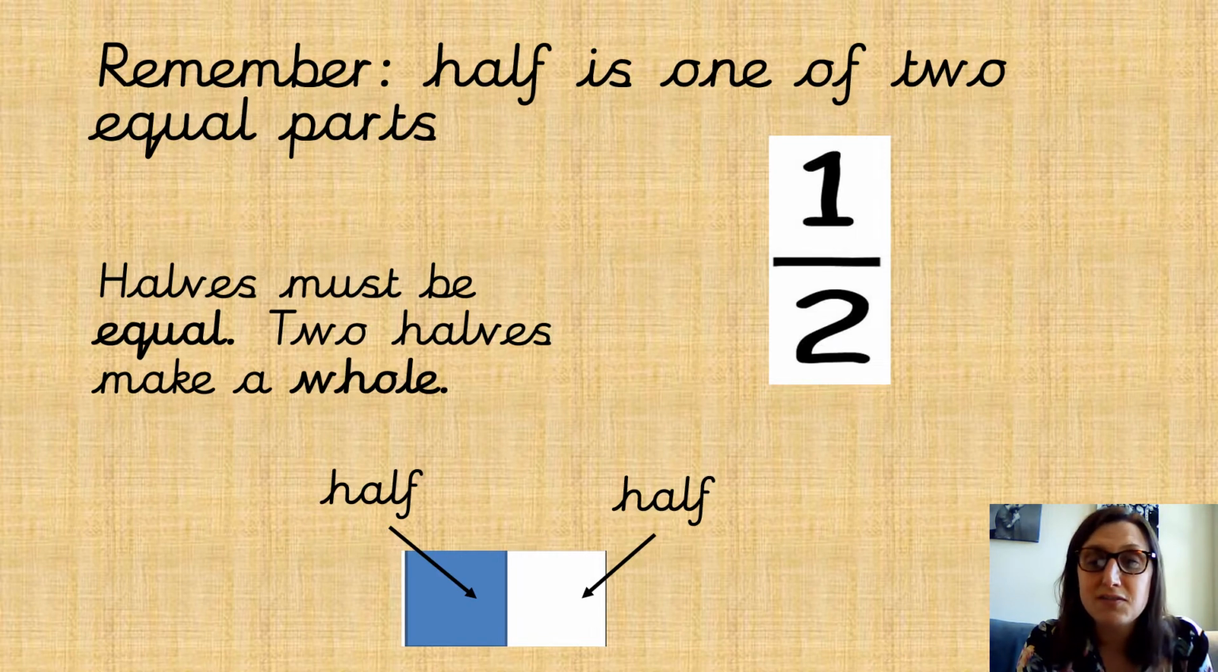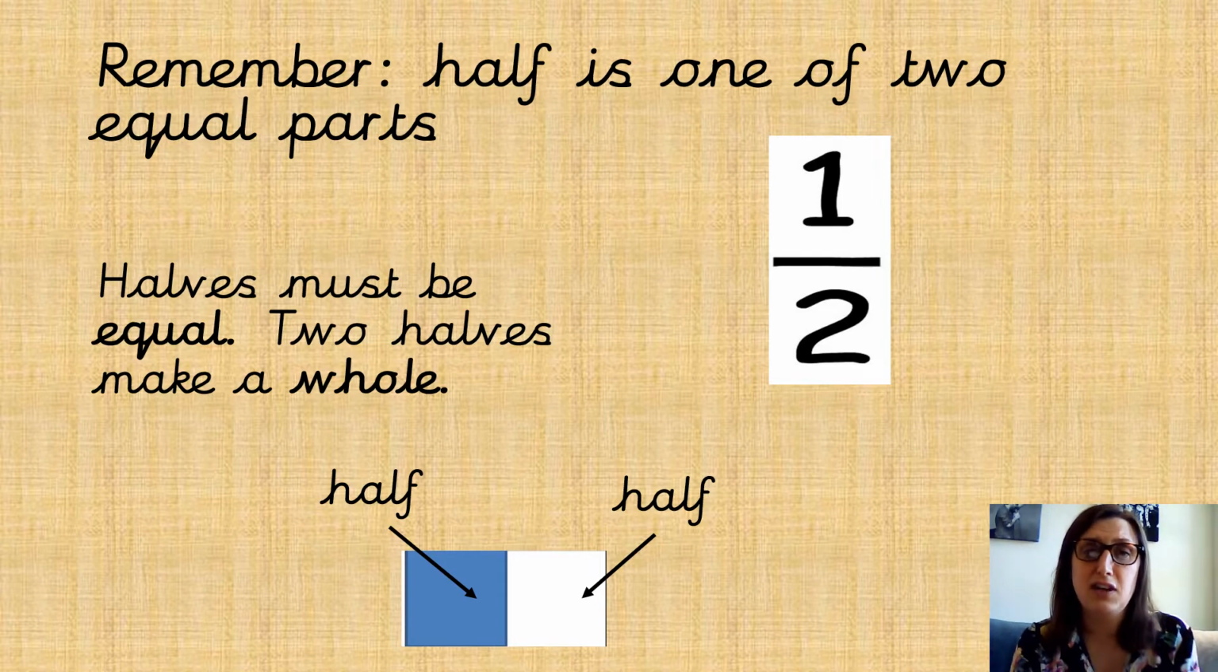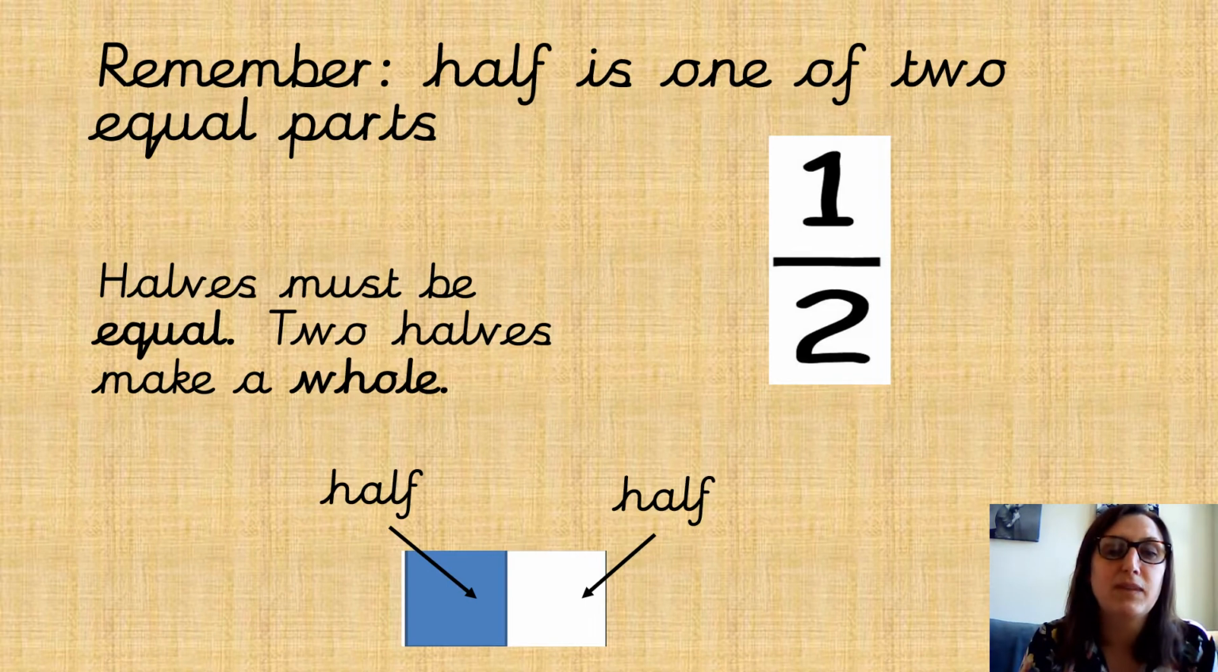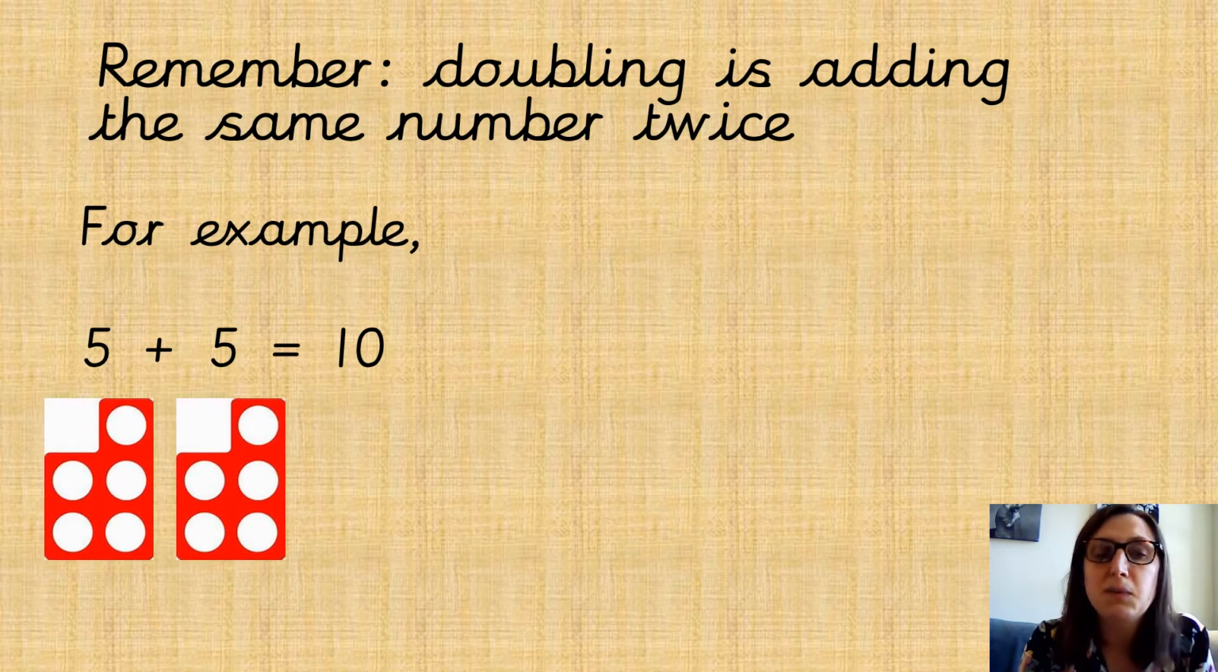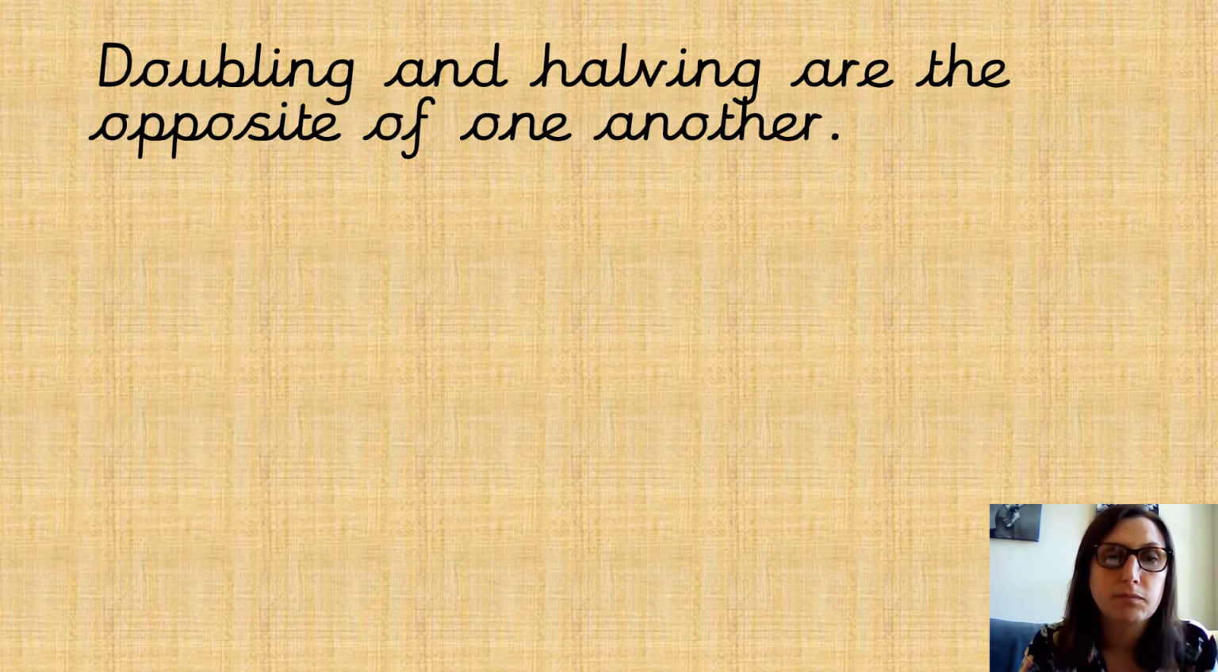So just to remember, half is one of two equal parts. And I know lots of you did some lovely practice of it looking at one of two equal parts. And it must be equal, that's what's really important. So I just did a little recap bit for you there. And then this one as well, I've said, remember doubling is adding the same number twice. So for example, 5 add 5 gets you to 10. So it's just some slides to recap for you.